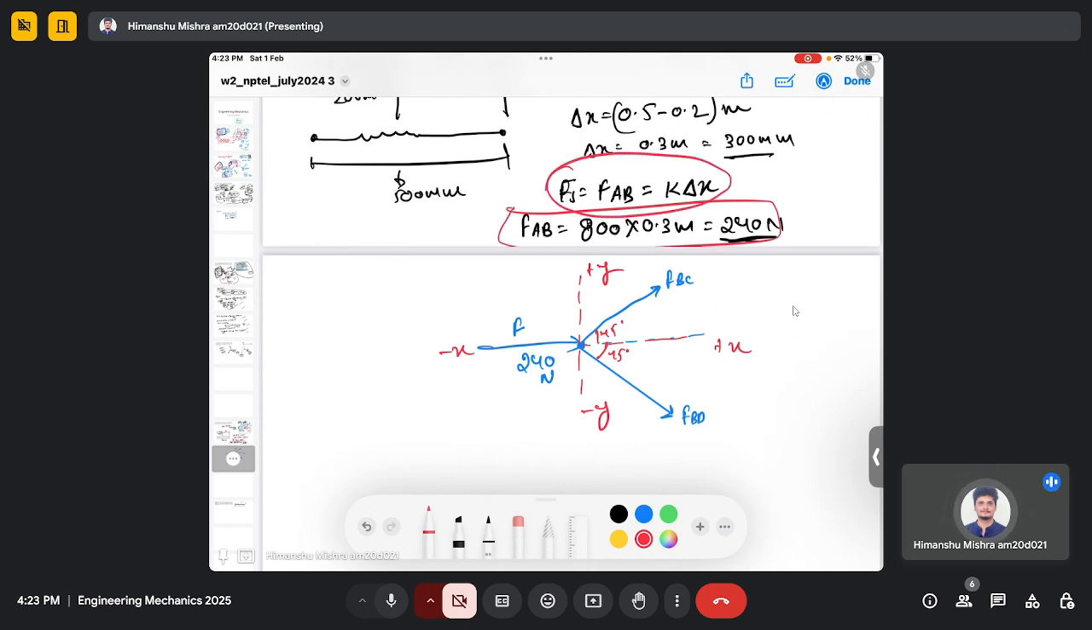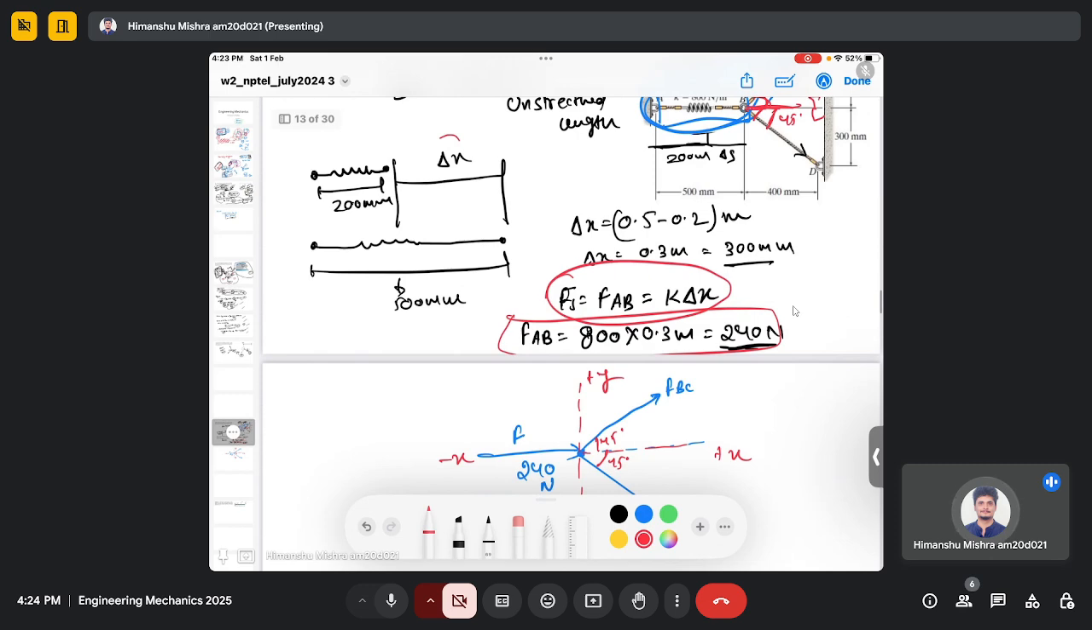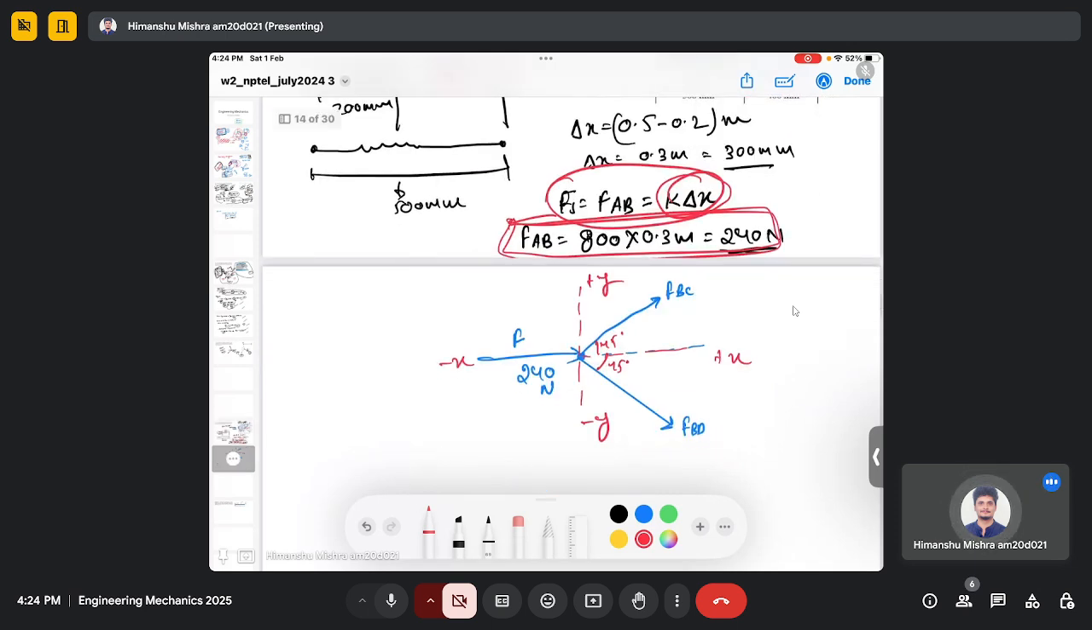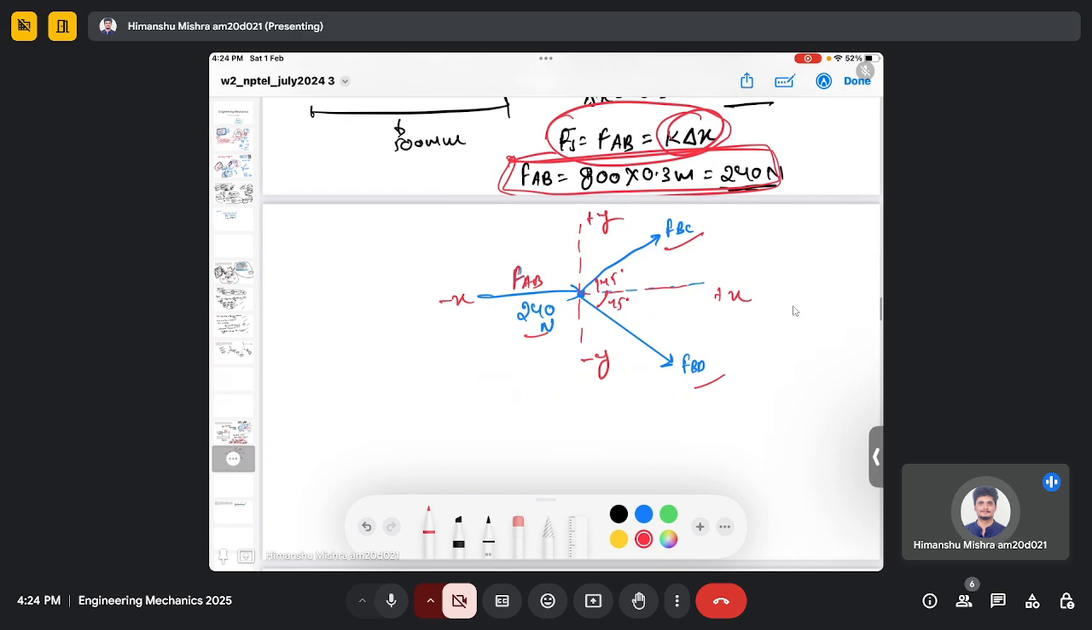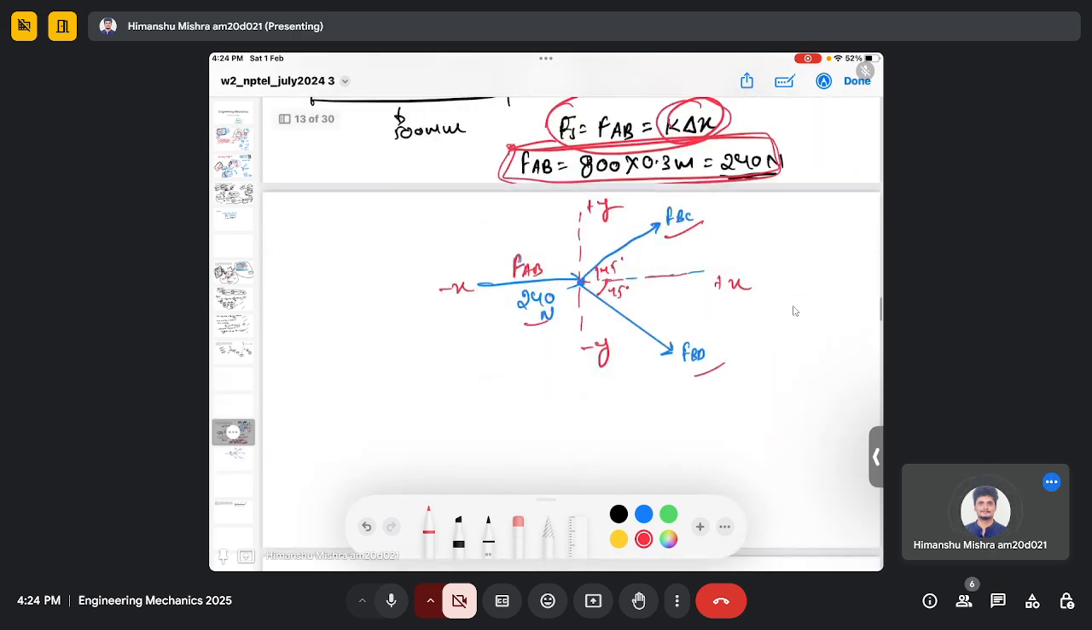So first we actually calculate the force in the chord AB by using the spring force relation. For that we first calculate delta x, then we use the spring force relation to calculate the force in the chord AB. Once we got the force in the AB, then we made a free body diagram where we consider the force in the AB due to spring, which is 240 Newton, and other two unknown forces. We show all the forces in the free body diagram here. Then once you make the free body diagram, now you can use your equilibrium equations.